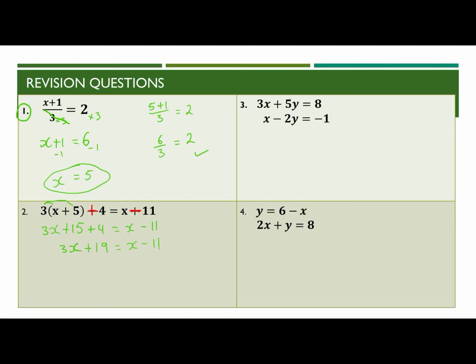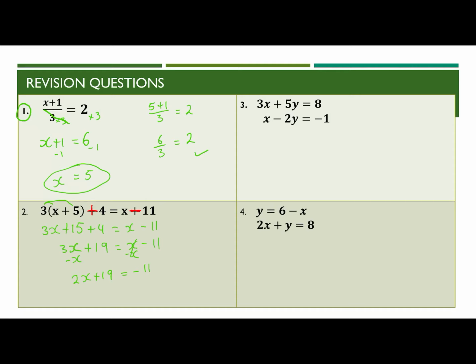All right. So the next thing you want to do is get your x's on the same side. Okay, because I've got an x on one side, 3x on the other side. If we subtract the x from this side, that'll cancel out. But that means we have to do the same on the other side. Okay, so that goes away. 3x minus x is 2x plus 19 equals negative 11.